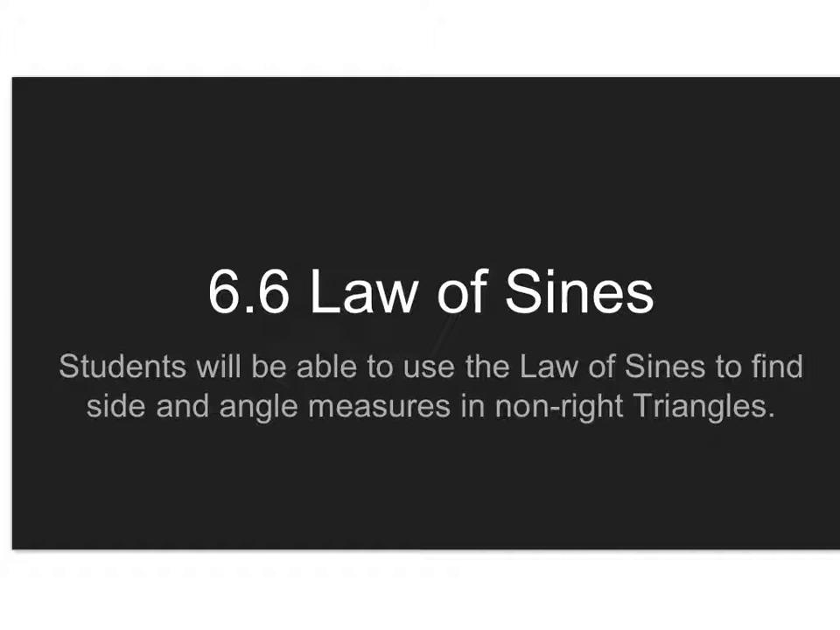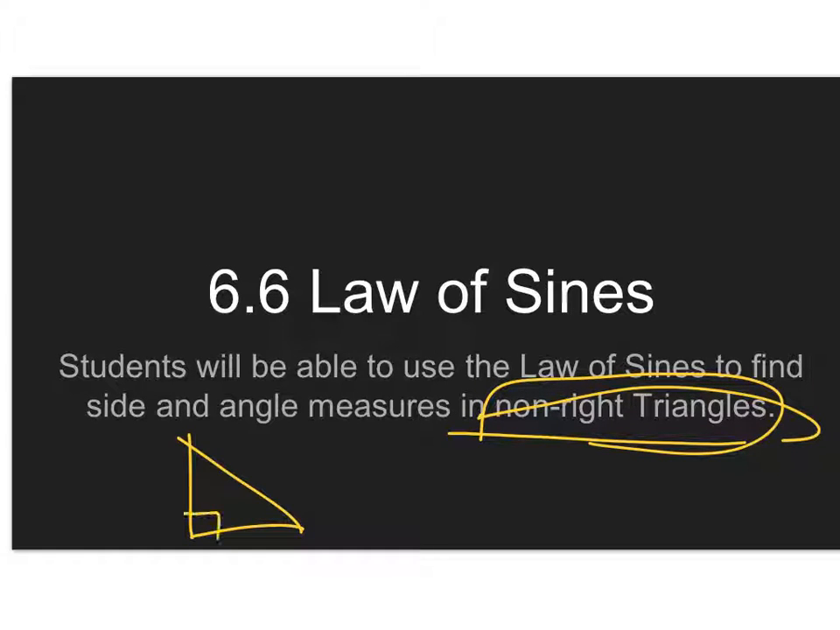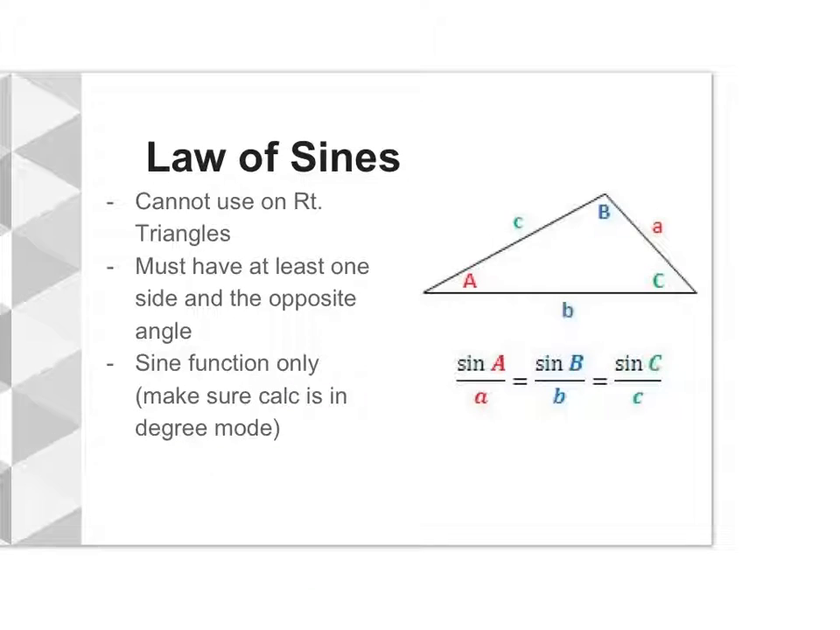We're looking at 6.6, and we are talking about the law of sines. This entire unit has been about triangles and trigonometry, special right triangles, and all those things. This is a rule that you can use anytime you have a non-right triangle, and it is very helpful to figure out lengths and angle measures. But once again, it's got to be a non-right triangle, so if it's got a right angle, you cannot do this. This is only in non-right triangles.